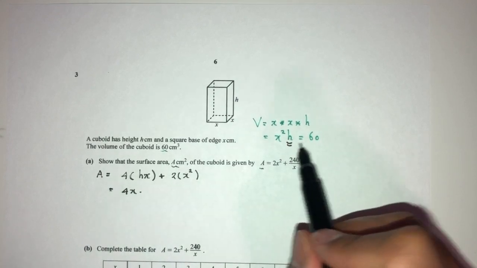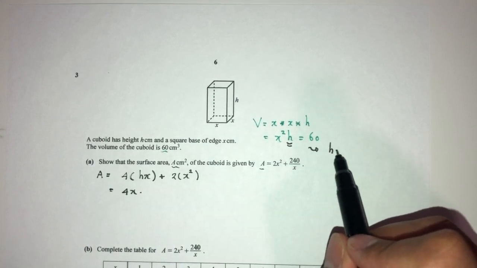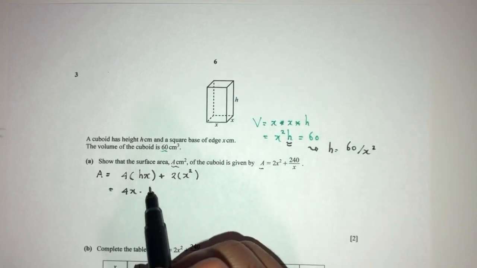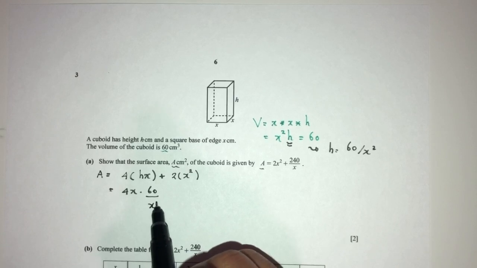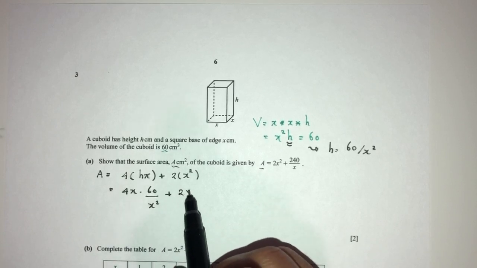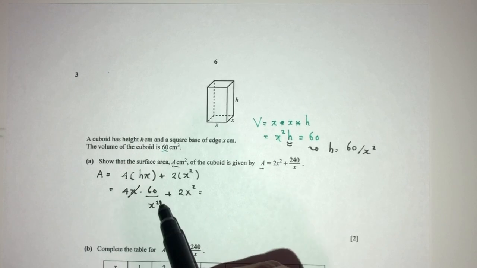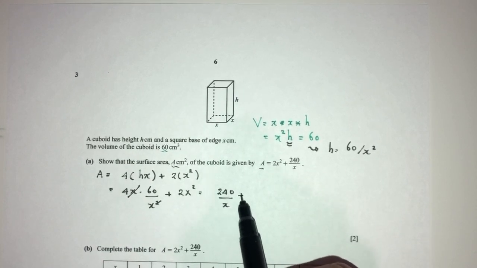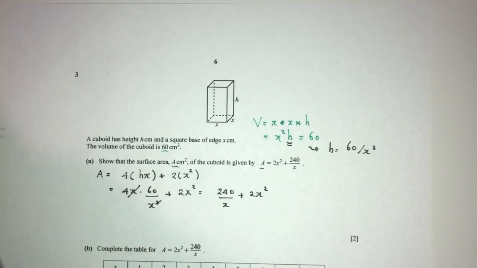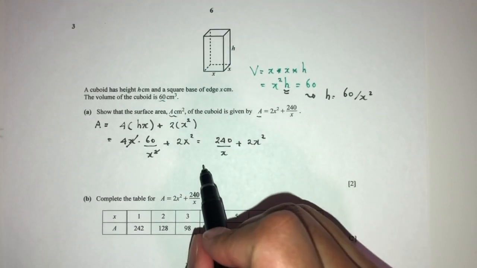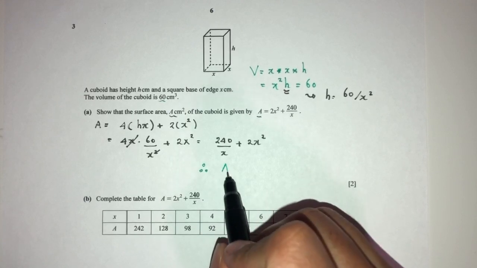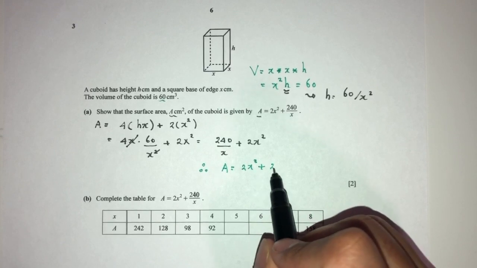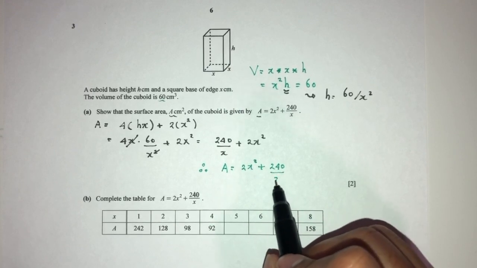Now what is h? We can make h become subject here, so h will be 60 divided by x squared, right? Makes sense? That will be 60 divided by x squared plus 2x squared. Simplify. This and this will cancel out. You will have 240 over x plus 2x squared. Now let's simplify. That will be 2x squared plus 240 divided by x.